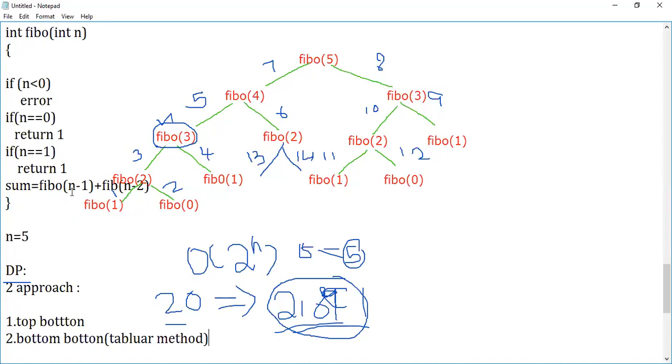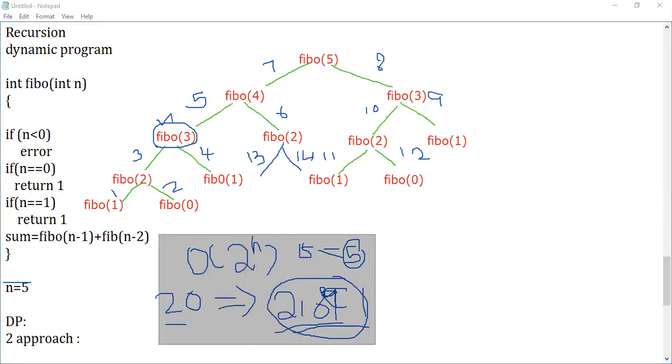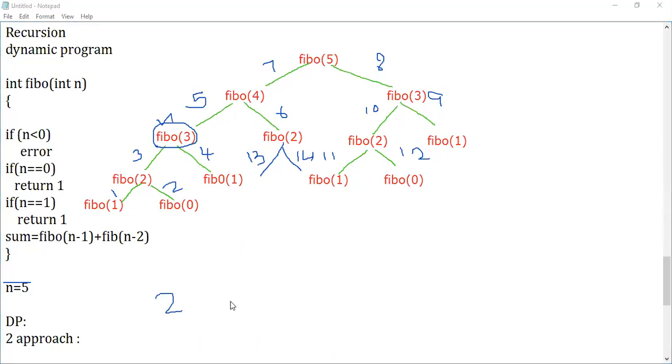Tomorrow we'll be seeing a lot of problems based on this, so don't worry. Here I'll make small changes in this algorithm to make the top-down approach, and we'll see what I'm doing. I'm going to declare one array to store the data. If I'm calculating something, I'm going to store the data in an array.